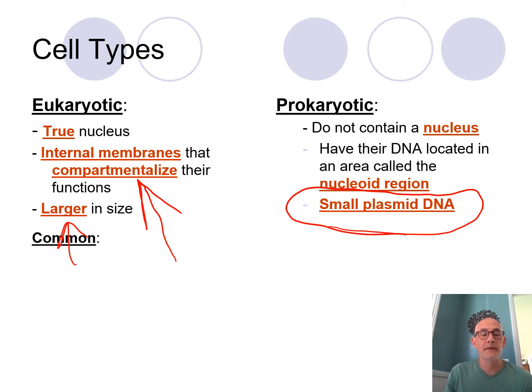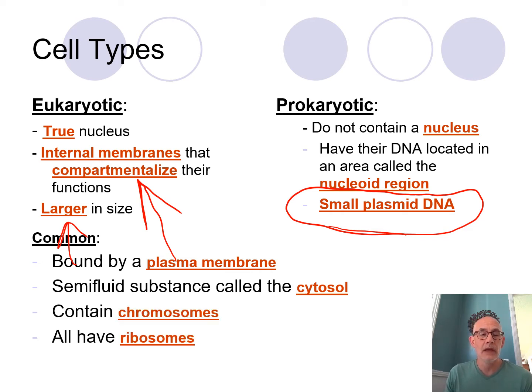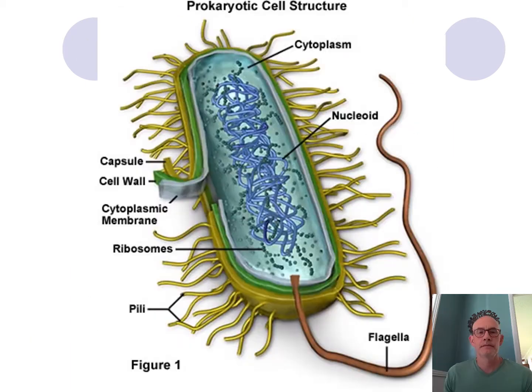Things that they have in common, they have their DNA, they have plasma membranes, which is made up of phospholipids. The organelles that they do have are floating in a semi-fluid substance called the cytosol or the cell solution. Sometimes it's referred to as the cytoplasm. And they also have ribosomes, which are important for protein synthesis.